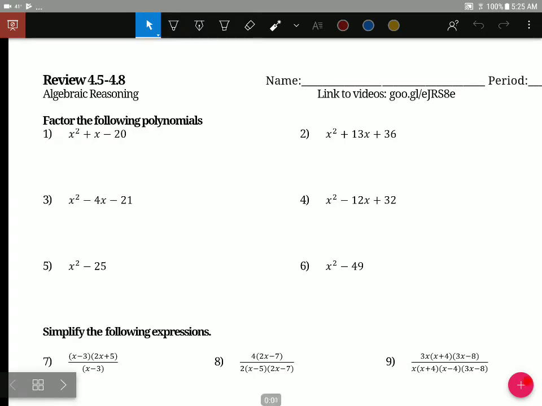Alright, good morning, math fans. This is review 4.5 to 4.8 for algebraic reasoning. Factor, so we're starting off with factoring.